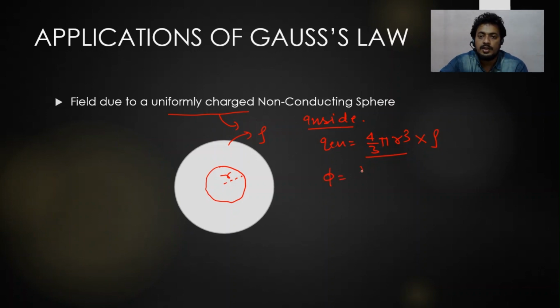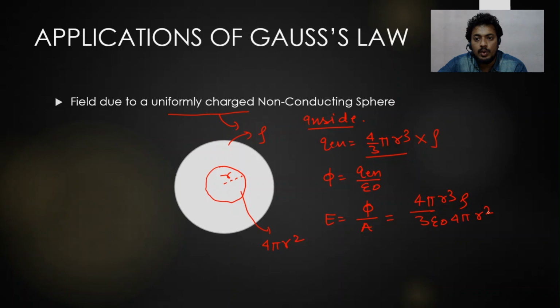So flux will be Q enclosed by epsilon, and the electric field will be flux by area. And this area will be 4 pi r square. So put the value. It will be 4 by 3 pi r cube rho by epsilon, and 4 pi r square. Solving it, you will get r rho by 3 epsilon.